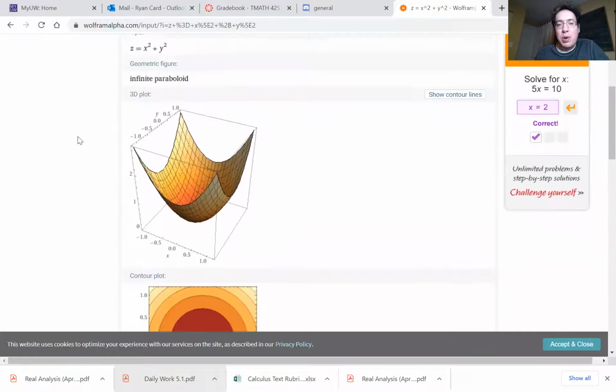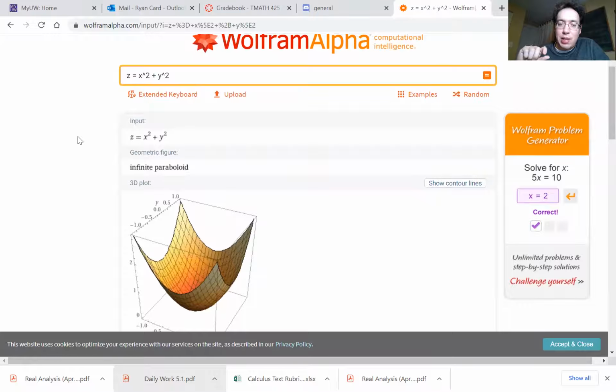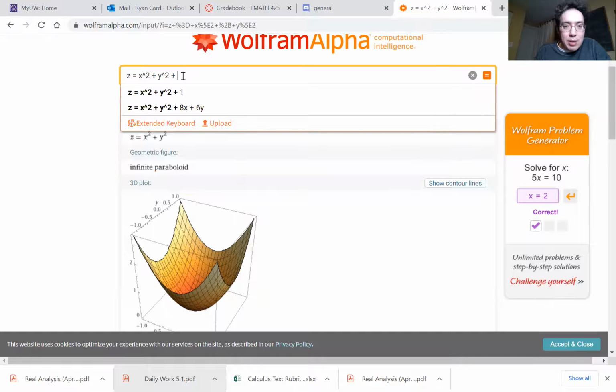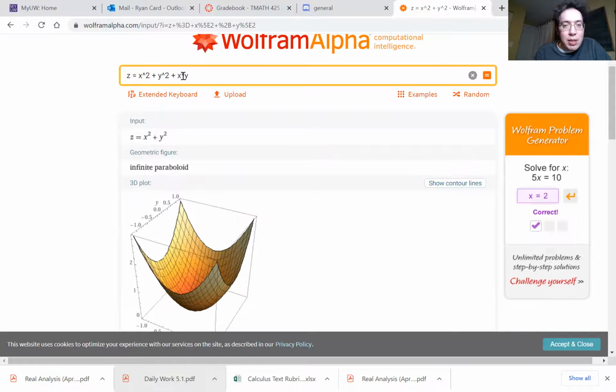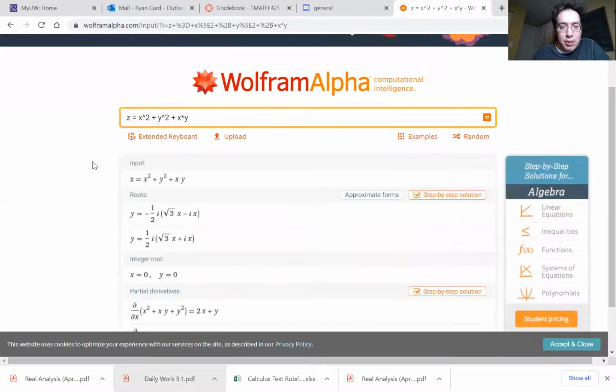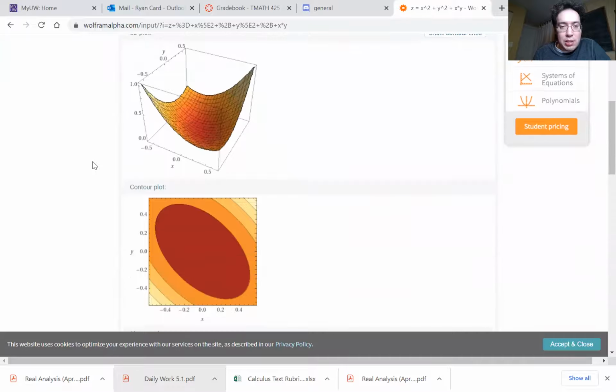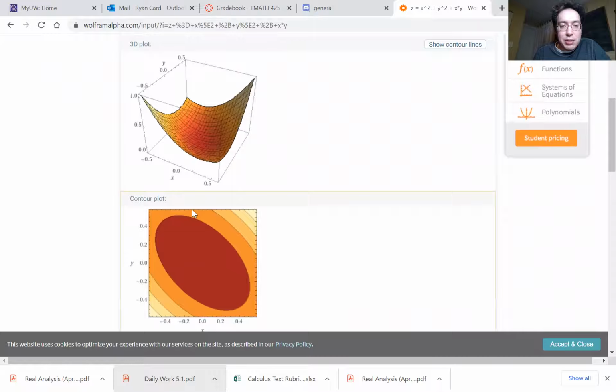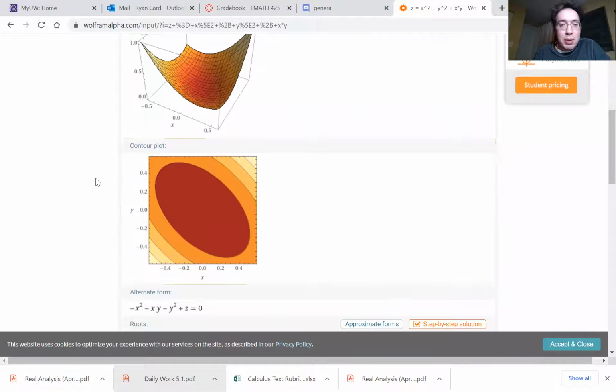And let's see what would happen as we take this surface and twist it more and more. So this will have positive fxx and fyy. But let's twist the surface a little bit and add x times y. Let's see what that does to the graph. Okay, so you twisted it in a diagonal direction. It looks like an ellipse, but there's still a local minimum there.